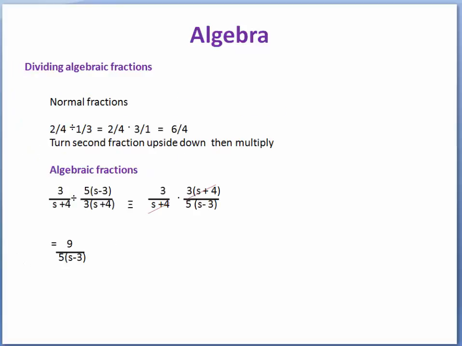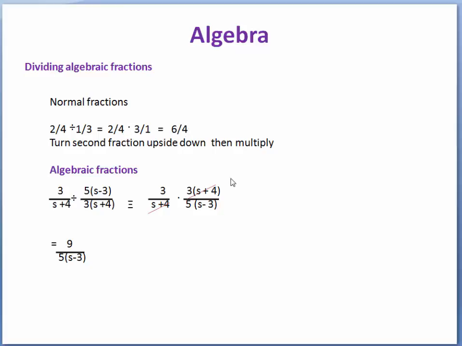When we're dividing normal fractions, we get 2 quarters divided by 1/3. What we do, with normal fractions, is turn this second fraction upside down, so this becomes 3 over 1. So 2 quarters, and then we multiply. So 2 quarters multiplied by 3 over 1. 2 multiplied by 3 is 6. 4 multiplied by 1 is 4. And the answer is 6 divided by 4.